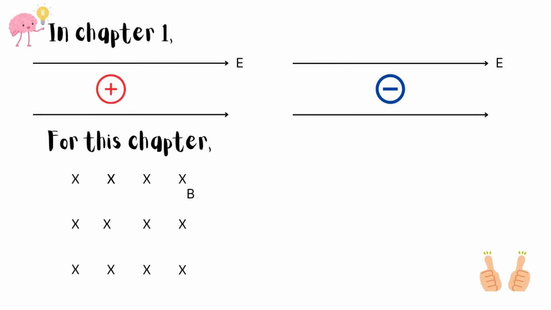In Chapter 1, we learned that when a positive charge is placed in a uniform electric field, the electric field and the electric force will point in the same direction, whereas when we place a negative charge in a uniform electric field, the electric field and the electric force will point in opposite directions.